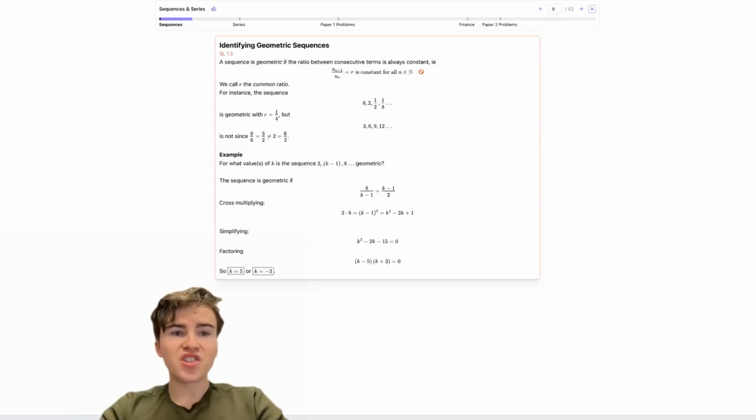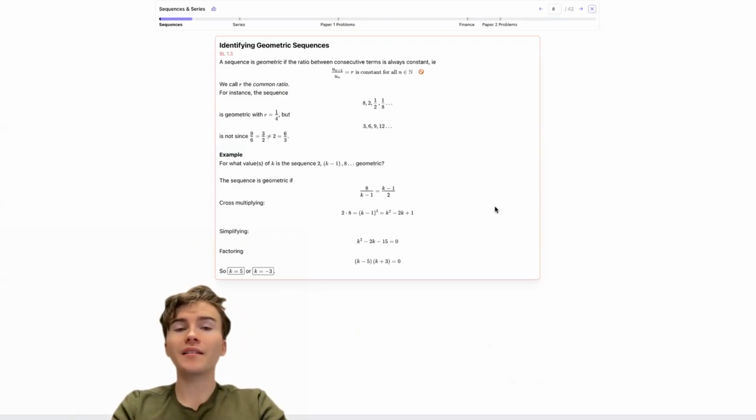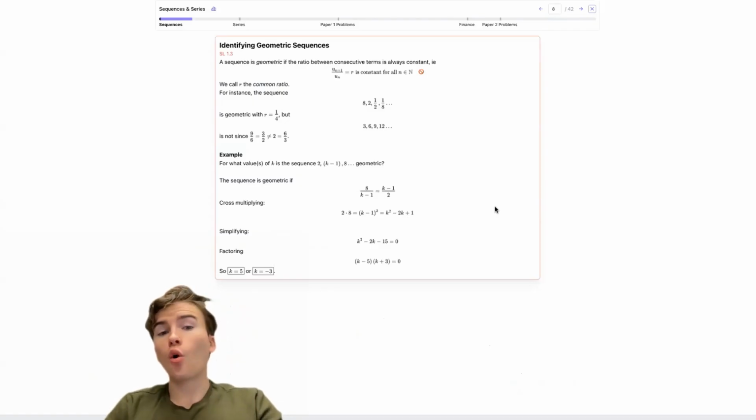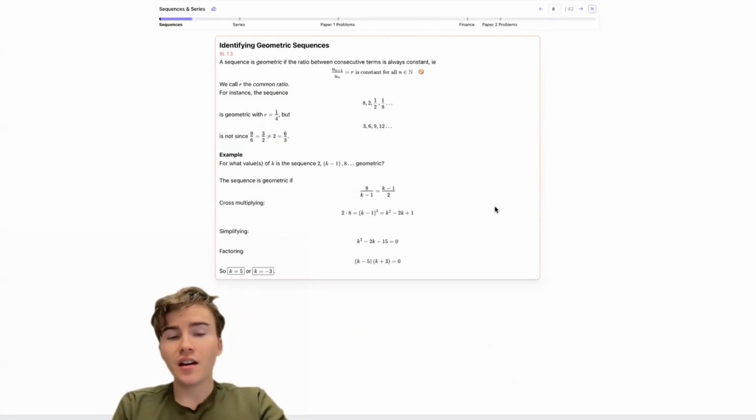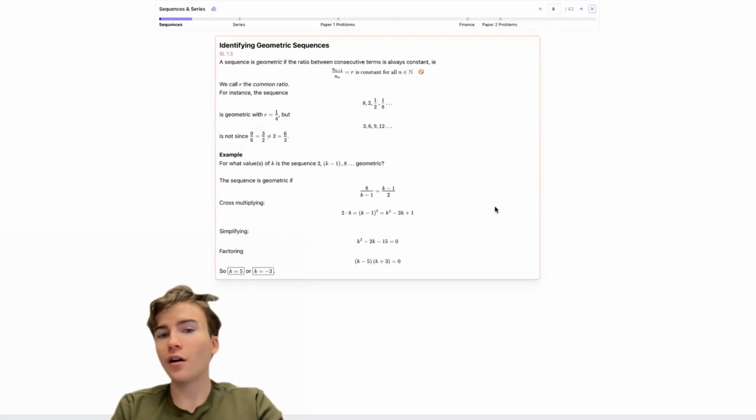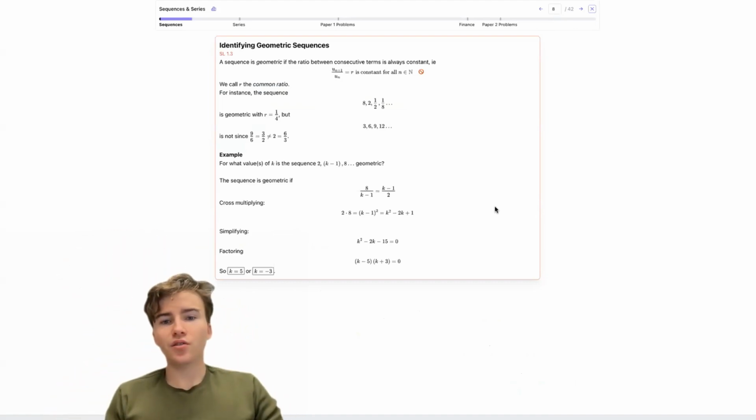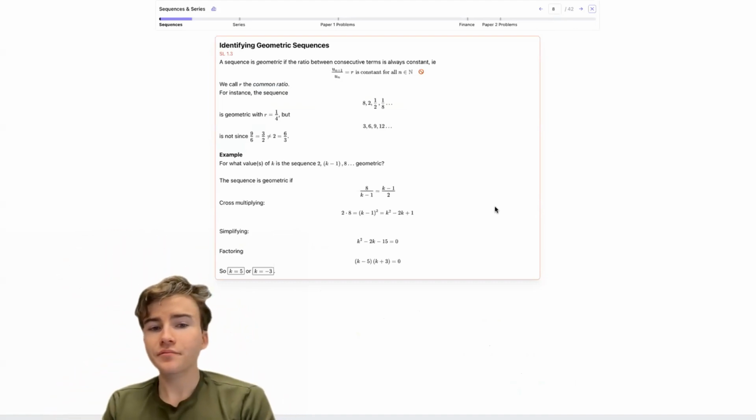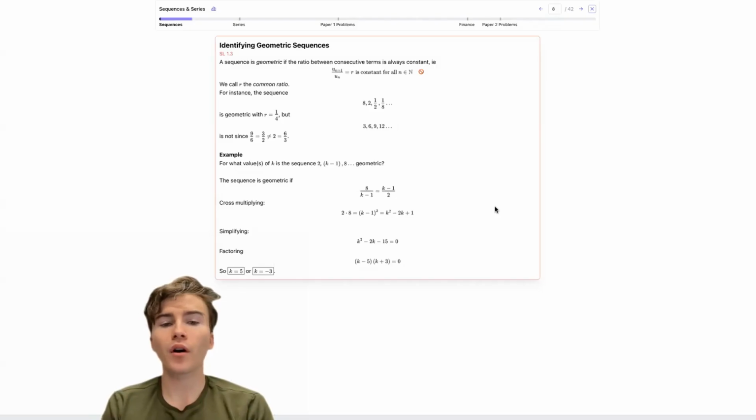Next, let's talk about geometric sequences. These are a little bit trickier. In the same way that an arithmetic sequence was defined by having a common difference, right? If I subtract one term from the term before it, I always find the same difference, d. A geometric sequence is one where the ratio between consecutive terms is constant, and we call that constant the common ratio r. So, for example, if I have the sequence 8, 2, 1/2, 1/8, that's a sequence where I'm dividing by 4 every time, which makes that sequence geometric.